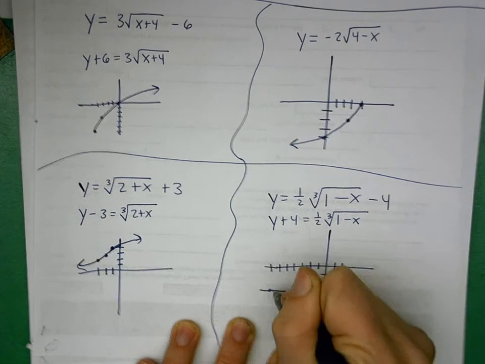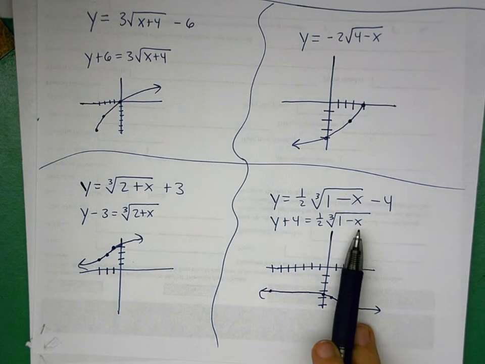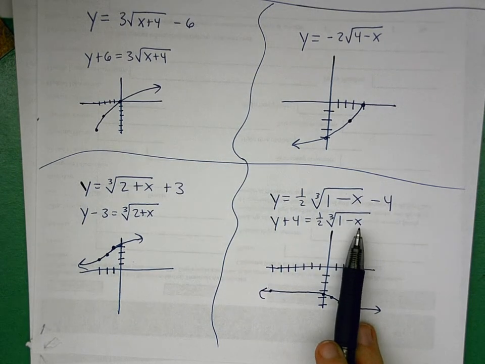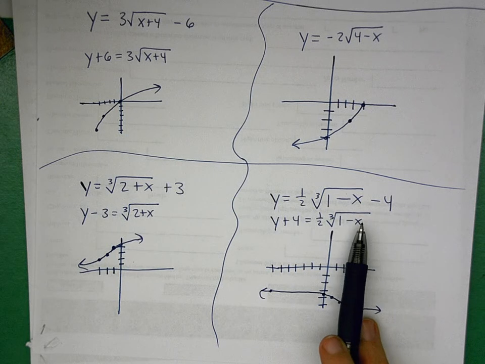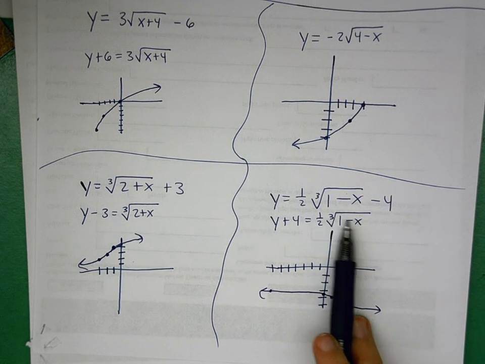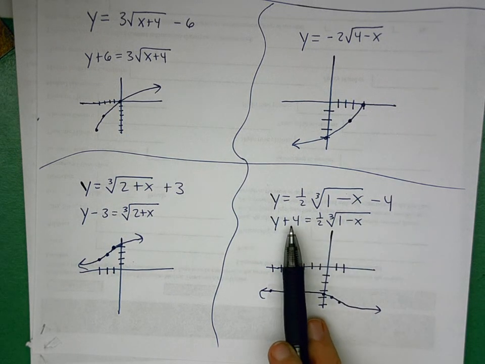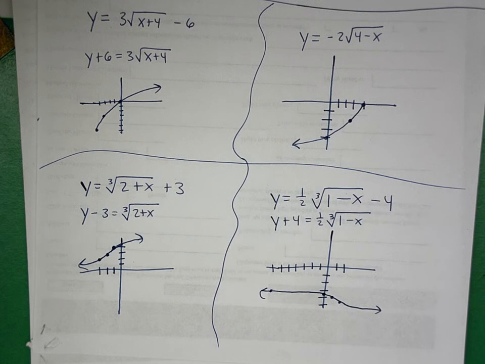Or maybe you also plug in, oh goodness, what would that be? 9, maybe you plug in 9. 1 minus 9 would be negative 8, negative 2 would be your cube root, times 1/2 would be negative 1, minus 4 would be negative 5. Maybe you do that as well, if you feel like you would like to provide a little bit more structure to your cube root there. Okay? So that's unit 5.